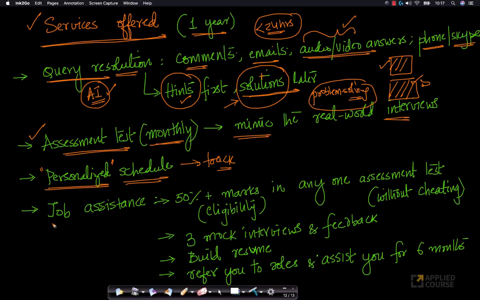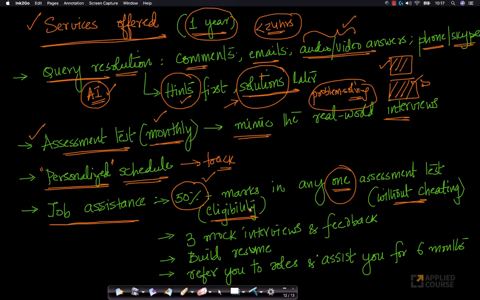So as part of this course, we also provide job assistance to all of our registered students, and the eligibility criteria for job assistance is to secure at least 50 plus marks in any one of the assessment tests without cheating. Okay. So the assessment tests that we conduct monthly, in the 1 year of your course duration, you can attempt 12 such tests. And each of these tests will cover a wide spectrum of topics. So it is best if you first finish the course, finish the practice problems and start taking these tests, right? Once you start taking these tests, in any one test, if you secure more than 50% marks, you're eligible for a job assistance program.